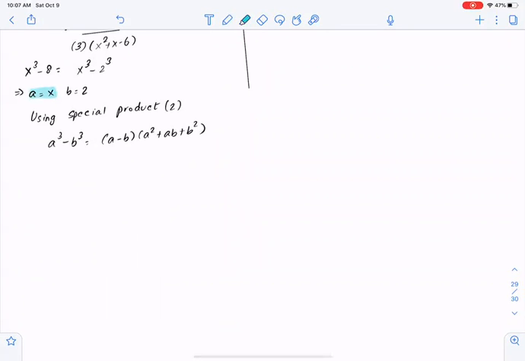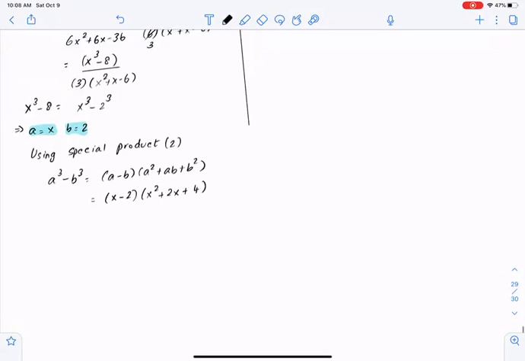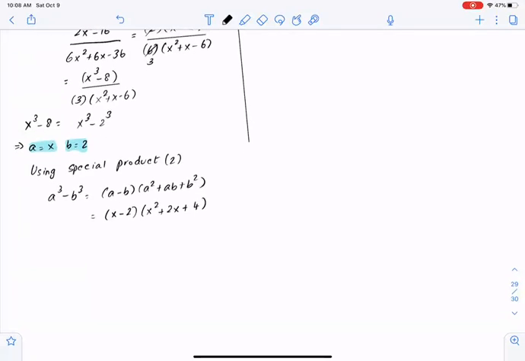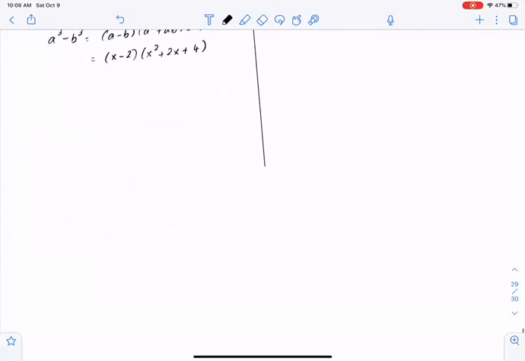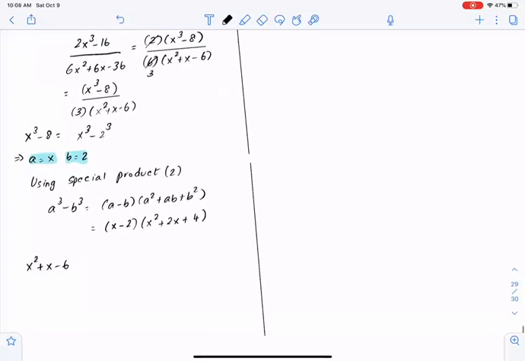And plug in the a and b we identified in this case. So we will have x minus 2, x squared plus a is x, b is 2, 2x plus b squared, which is 4. So we have factored the numerator. Now we want to see if we can factor the denominator. The denominator is x squared plus x minus 6. The 3 doesn't matter, we can leave it as is.